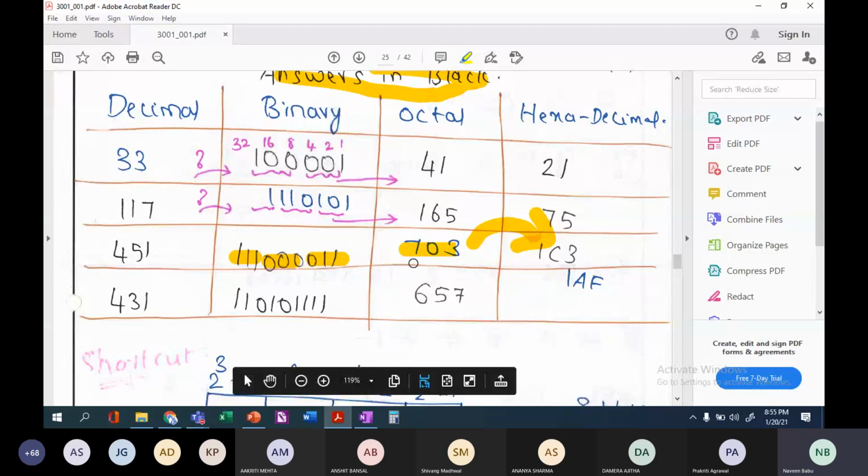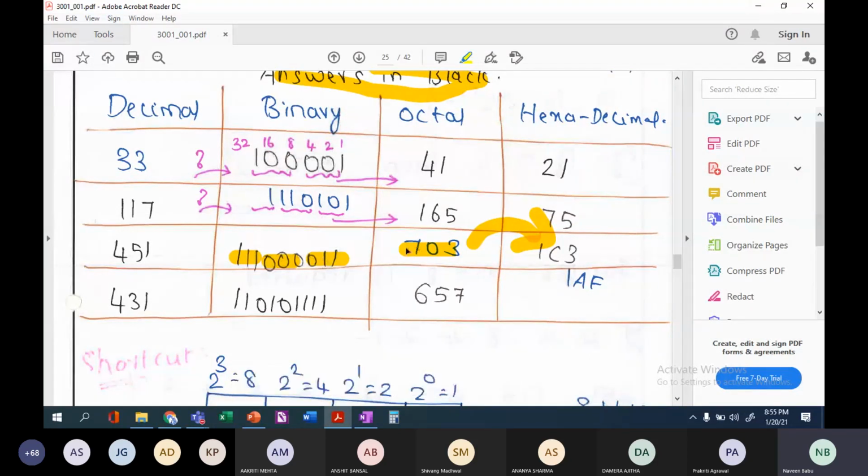For this, you have to convert to binary, and from binary you have to convert back to hexadecimal. How to do that is, now you have converted the octal to binary bits, right?